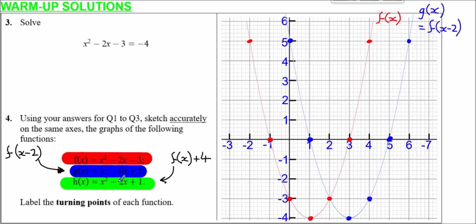Finally, h of x. So let's remember what we mentioned about h of x earlier. We worked out the turning point by completing the square. We worked out that it was x minus 1 all squared equals 0. So the turning point would be at (1, 0). So the turning point for this one is actually here.